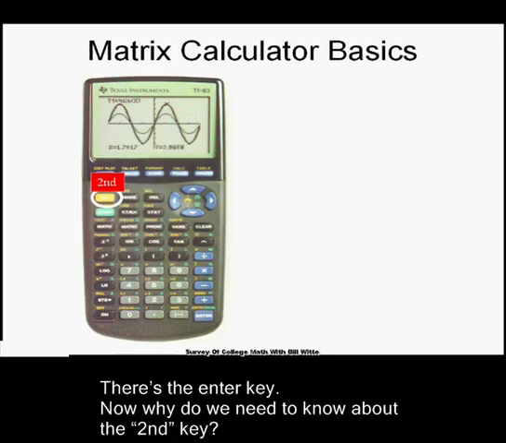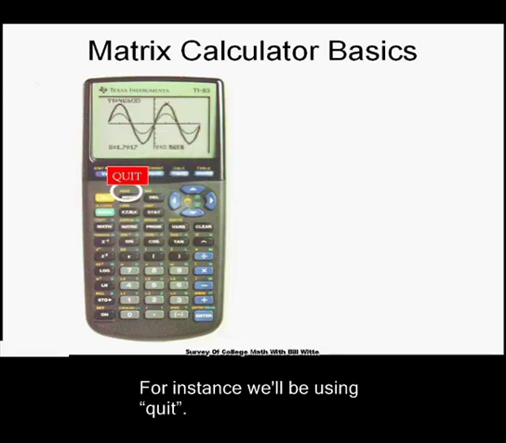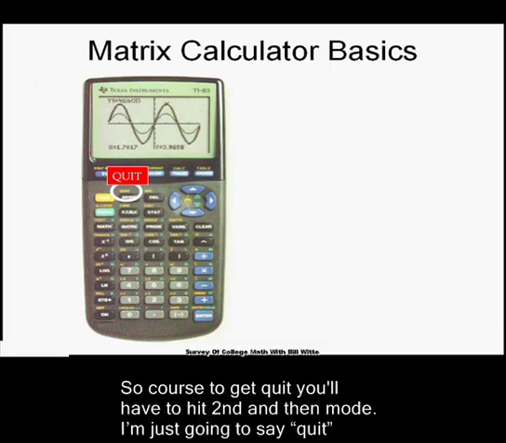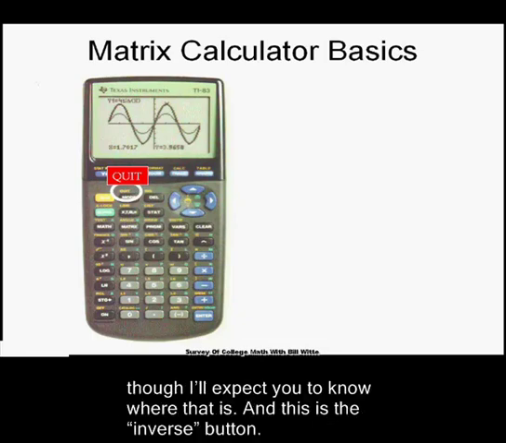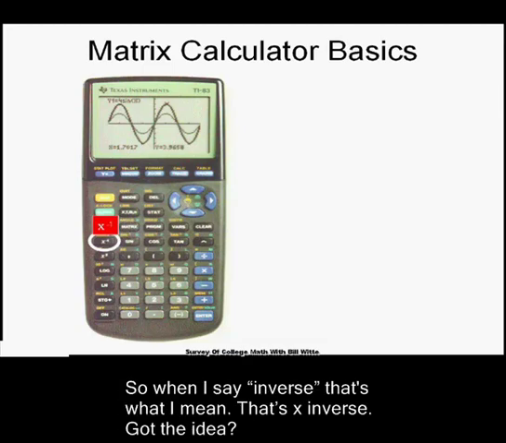Now, why do we need to know about the second key? Of course, you know anything that's orange, we're going to get via hitting second first. And we're going to be using quit. To get quit, you'll have to hit second and then mode. I'm just going to say quit, though, and I'll expect you to know where that is. And this is the inverse button. We're going to be able to find the inverse of a matrix using this. When I say inverse, that's what I mean. That's x inverse. Got the idea?